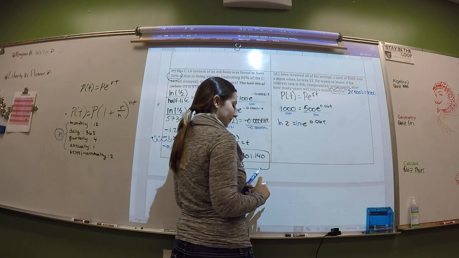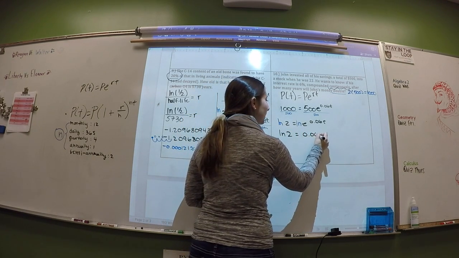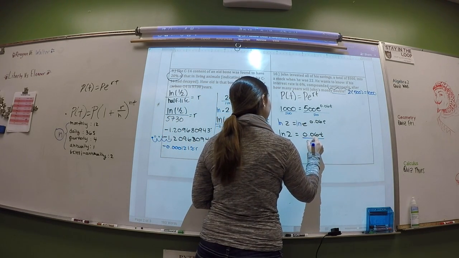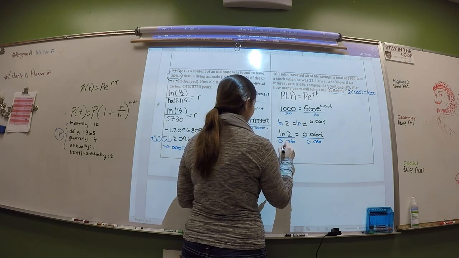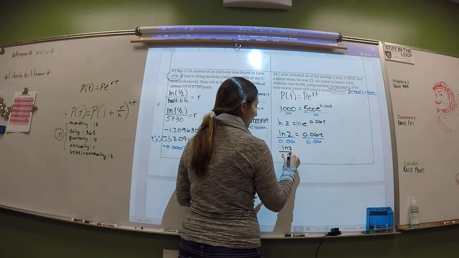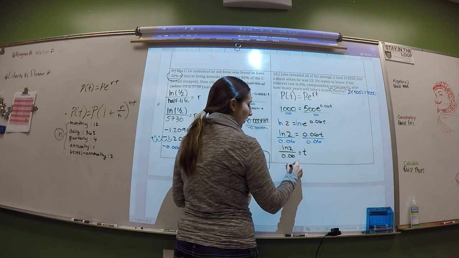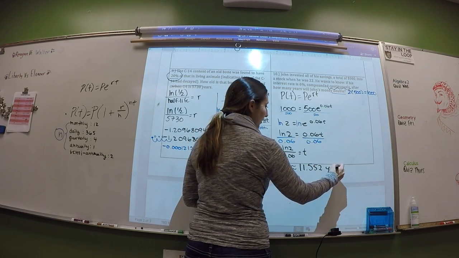Okay, after you divide, you use the natural log to get rid of e. So I get the natural log of 2 equals 0.06t. And then divide both sides by 0.06. And then it comes out to around 11.552. So on your calculator, you'll do natural log 2 divided by 0.06 and get approximately 11.552 years.